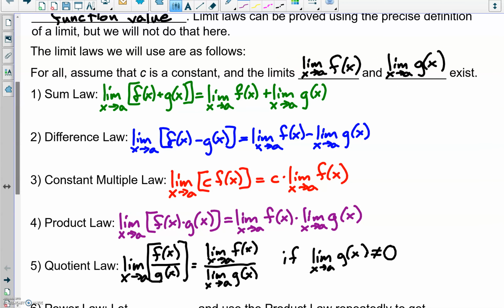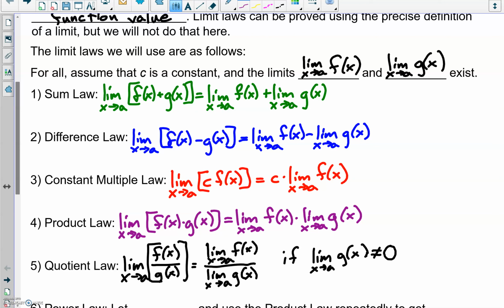Okay, so the first one, the sum law. This says the limit as x goes to a of f of x plus g of x can be found by just taking the limit as x goes to a of f of x, the limit as x goes to a of g of x, and you add those together. So basically, the idea is that you are just doing the limits of each function individually and then adding the results together. That theme carries through the other 5.